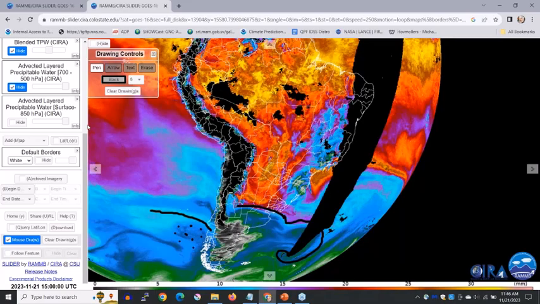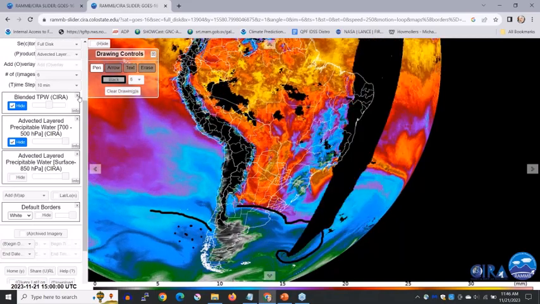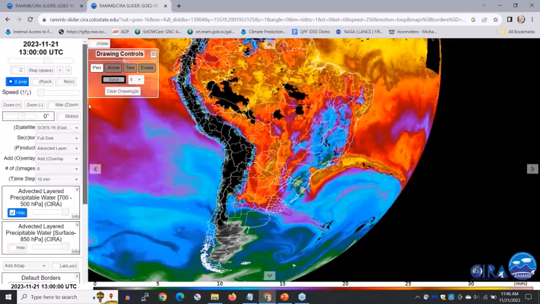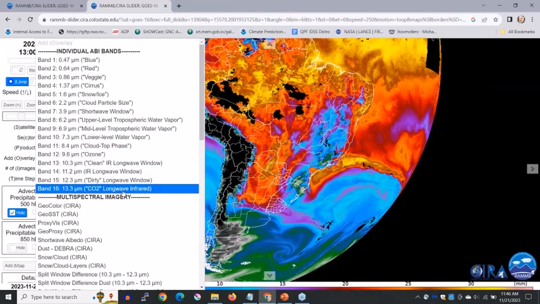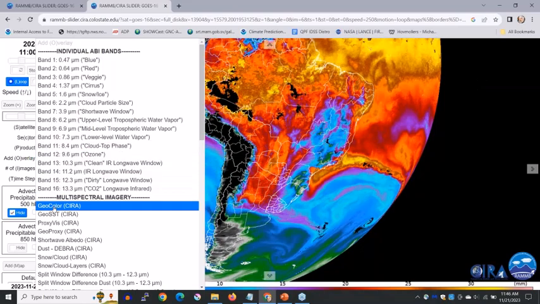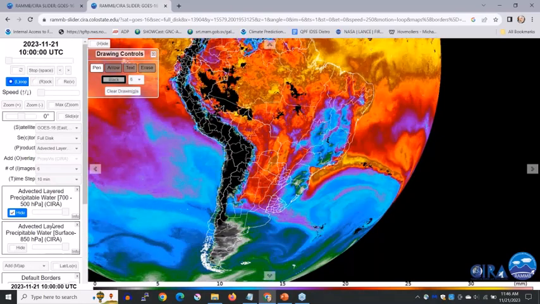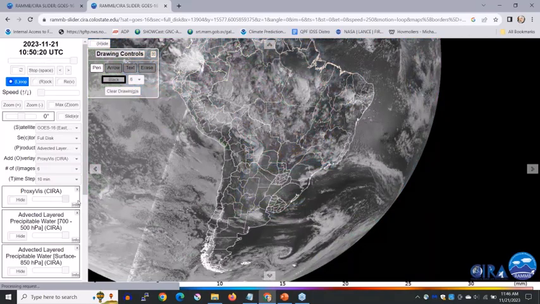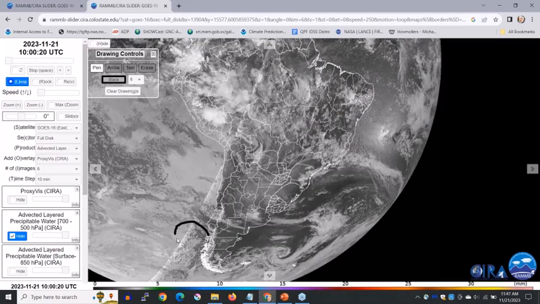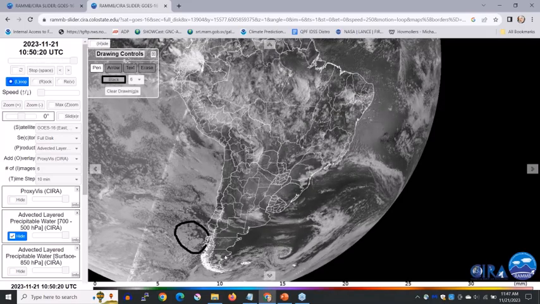So let me overlay something. Let's see if we can overlay. Let's go to geocolor. Well, let's go to Proximus. It looks more like visible, and during the night you can still see structures. Yeah, these are some of the structures of the cold cumulus that you can see.